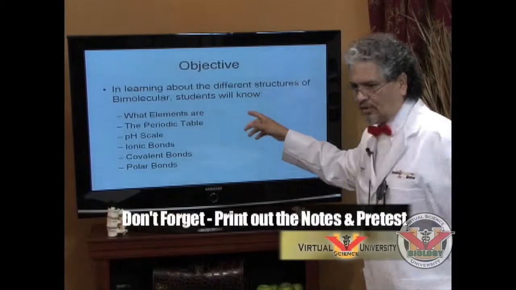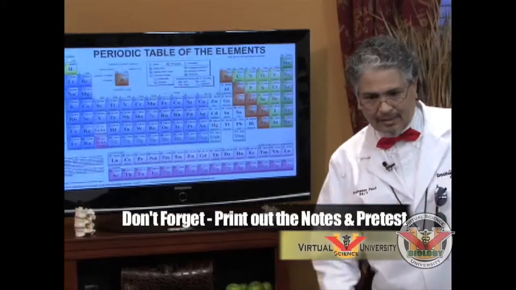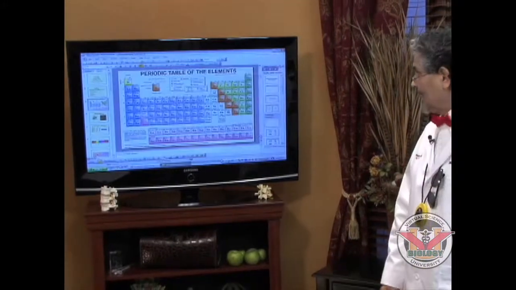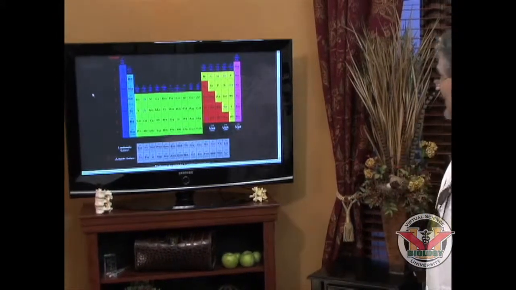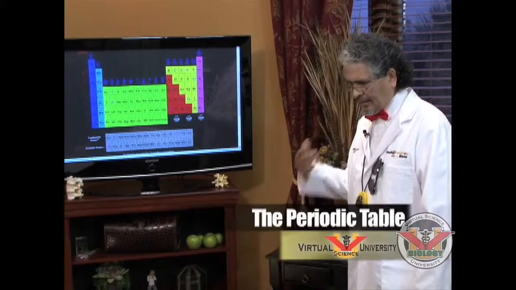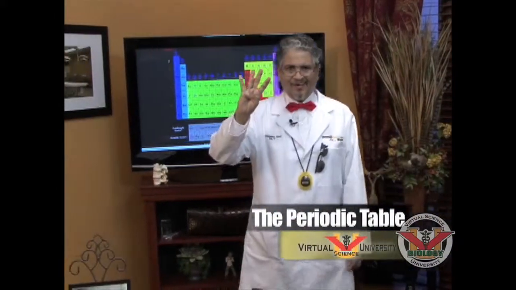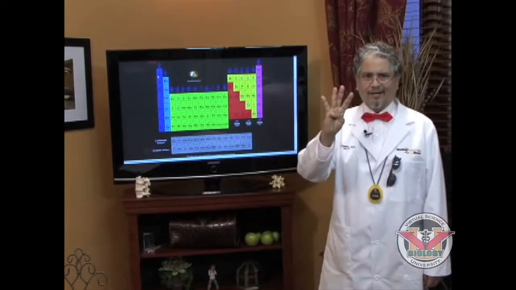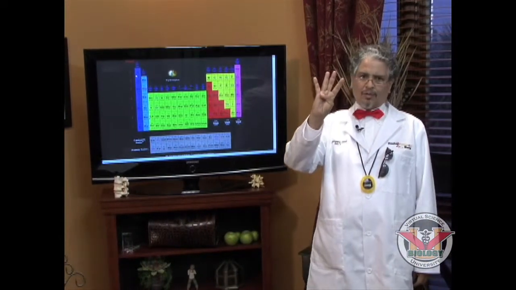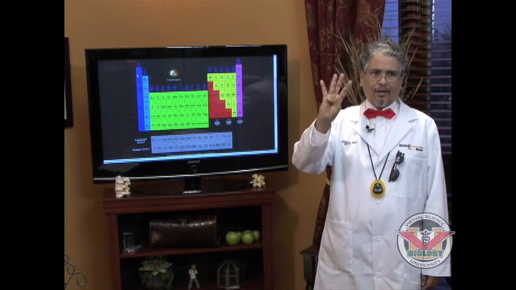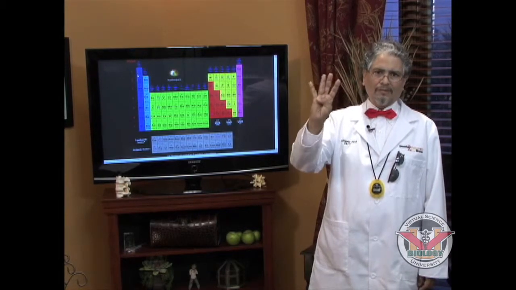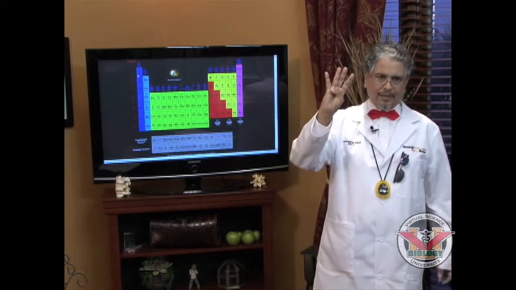The first thing I'm going to start with is the elements. So I need my periodic table up here, okay? And with my periodic table, I have 4 compounds that are critical, that make up the majority, or 96%, of all living tissue, especially in the human body, okay?